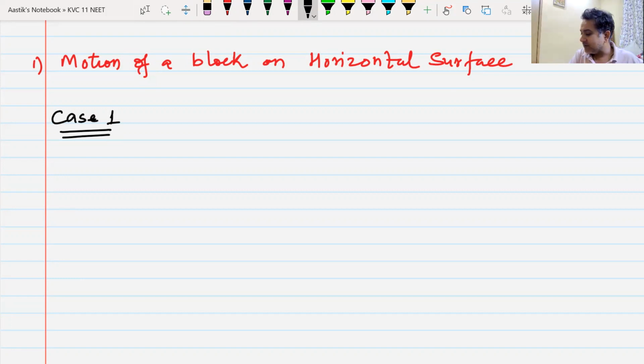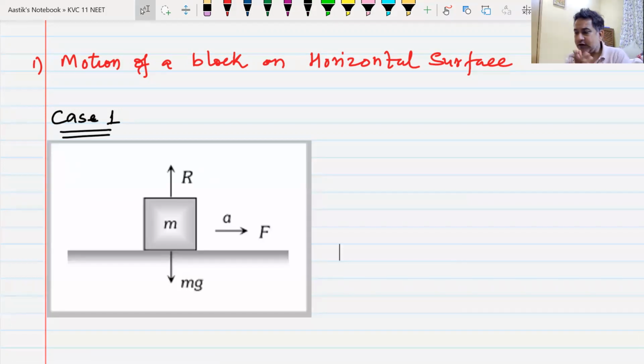Now, this is case number 1. In this case, you have a block of mass m kept on the ground, and you apply a force F on it. Remember, friction is not coming here, because we will do friction as a separate topic. So what all things will come here? Remember, whenever you have to solve any question, the first step is to draw a free body diagram. Do you remember it?